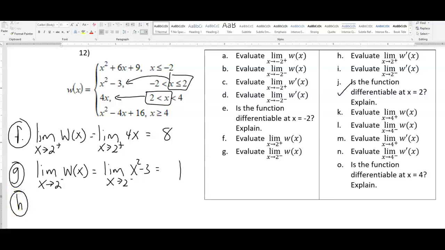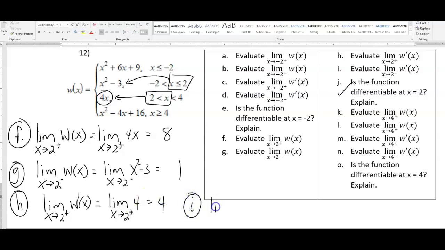For part H, we have the limit as x is approaching 2 from the right of the derivative. And as we said before, when you're approaching 2 from the right, that's going to be this piece. Since there's nowhere to plug the 2 into, the answer is just going to be 4. For I, we're approaching 2 from the left, that's the top piece. Once again, it's x squared minus 3, but we're doing the derivative, which is 2x. Direct substitution gives me 4.